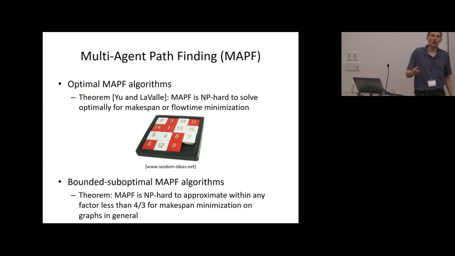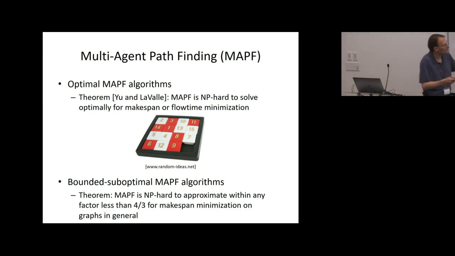Now, as you know, whenever you can't do things optimally, let's try to do things bounded suboptimally. It still gives us quality guarantees. We are still a constant factor away from optimal. We want quality guarantees, so let's try to do this. But unfortunately, there's this recent theorem that says that multi-agent pathfinding is actually hard to approximate, even within any factor less than 4/3 for makespan minimization on graphs in general.